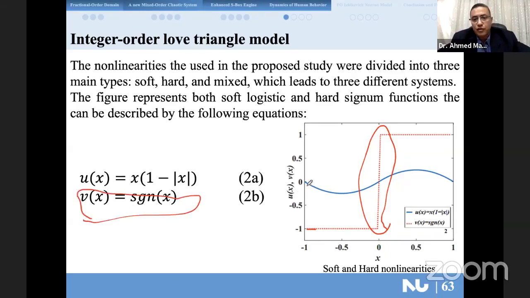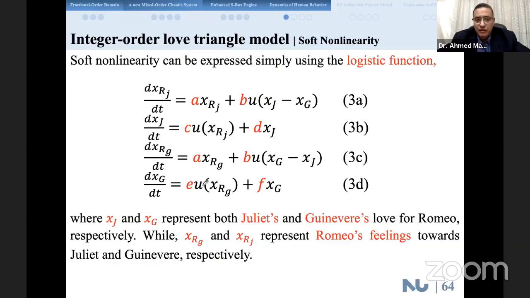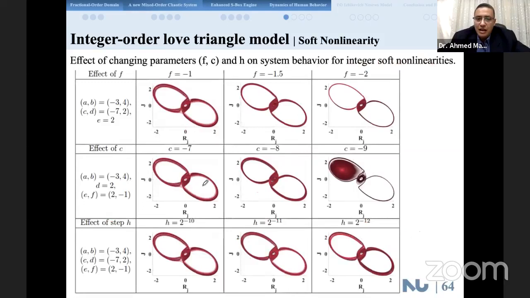Okay. For soft, you have different levels. Those different levels are implemented using a different function, a logistic function, represented as x multiplied by 1 minus the modulus of x. So both could be used for representing the equations. It depends on the definition of the equation, okay? And the relation is defined here in the soft.